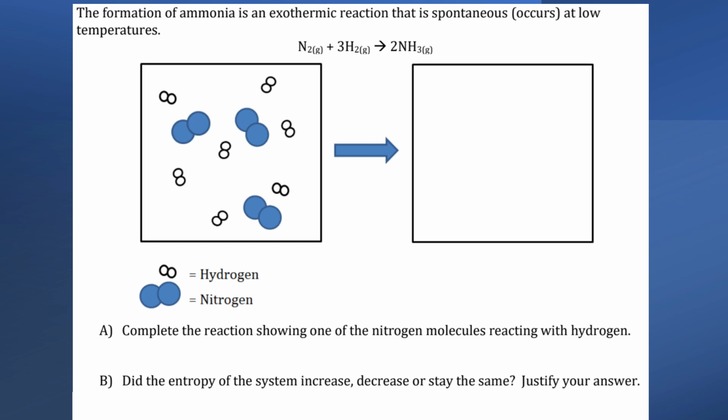Okay, very good. All right. So on the left side, we have 1, 2, 3, 4, 5, 6, 7, 8, 9, 10 gas molecules. So we have one of our nitrogen molecules reacting with hydrogen. So it looks like this is my nitrogen molecule here. And then I'm going to form ammonia on the other side.